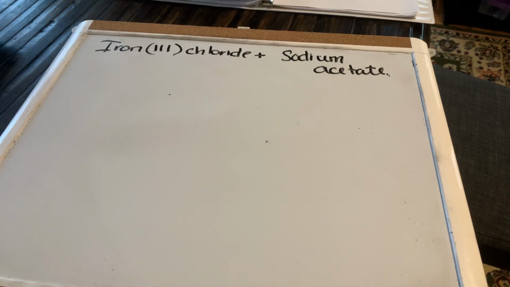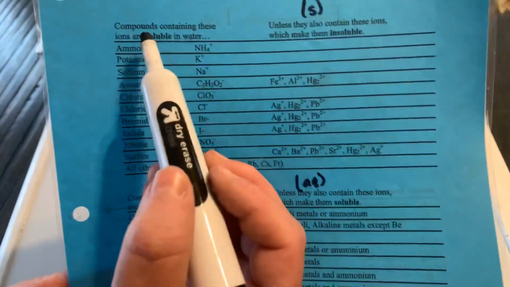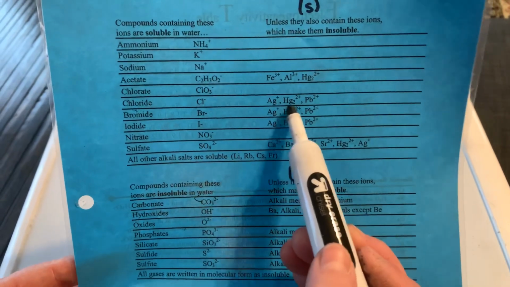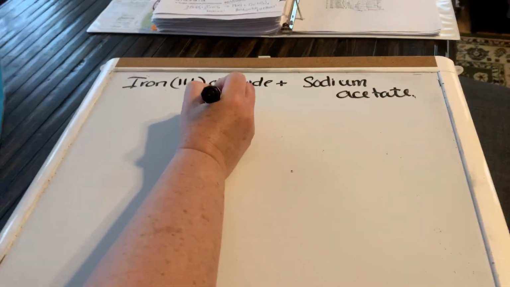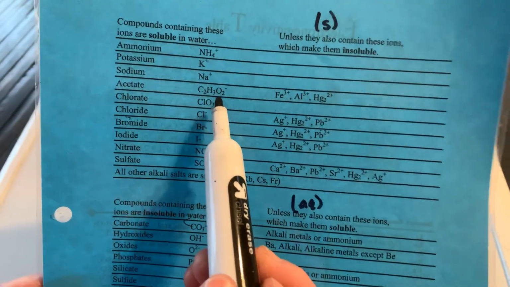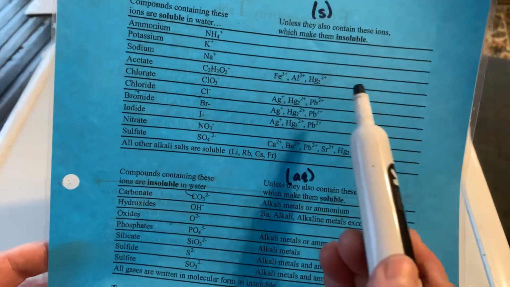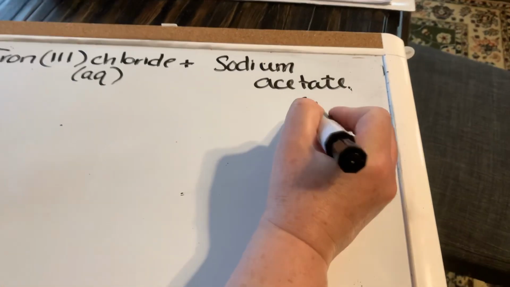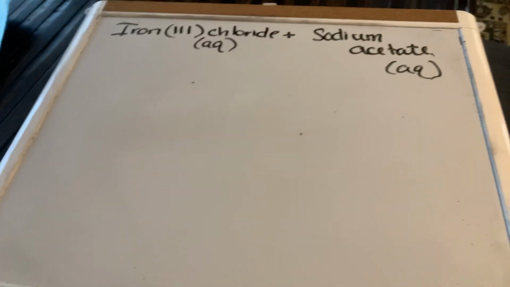Now, let's take a look at this for a minute. Chloride is Cl, right? Chlorine or chloride is soluble, so it's aqueous unless it's with Ag, Hg, or Pb plus 2. It's with iron, so this is aqueous, right? Yes. Acetate, we know, is C2H3O2 minus 1 because we memorized our polyatomic ions. Acetate is soluble unless it's with iron, aluminum, or Hg. It's with sodium, so it's aqueous. Okay? So now we got to put these guys together into our formulas.